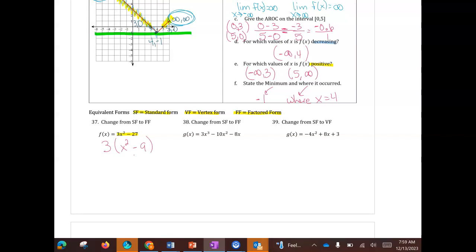And then this is actually more factorable. It's a difference of squares. It can turn into x plus 3 and x minus 3. So there is 37, its new equivalent form.